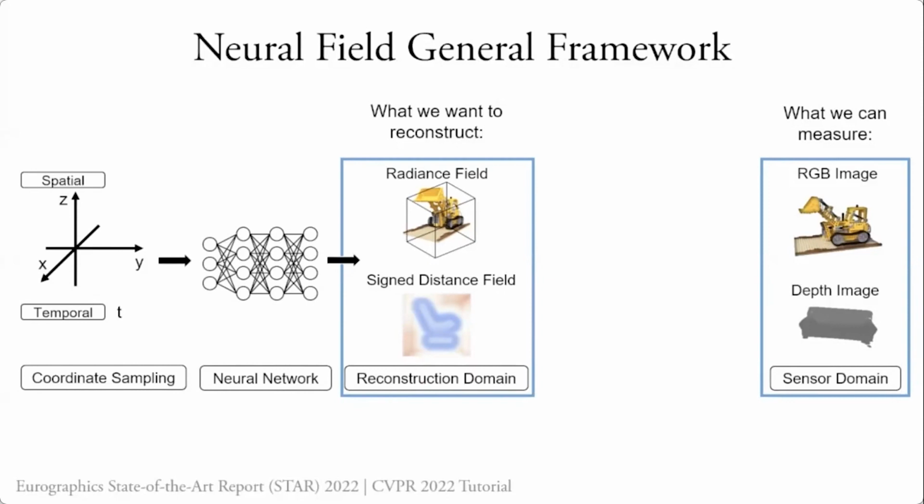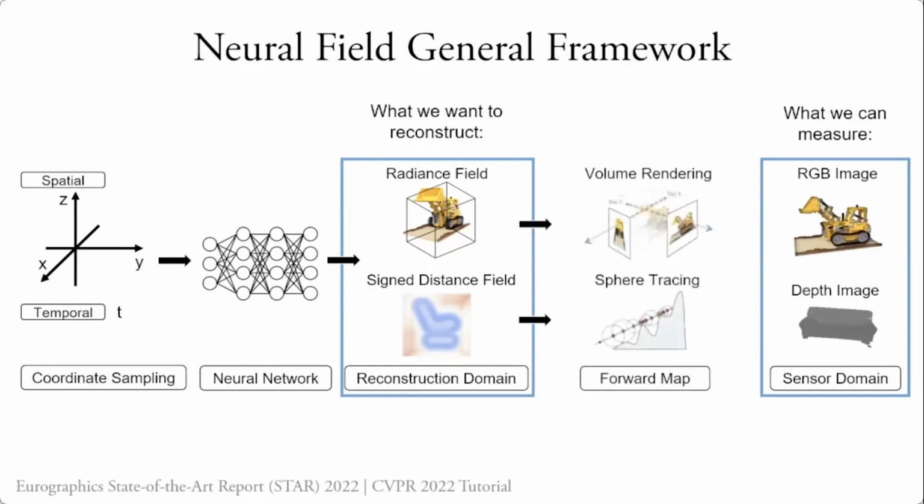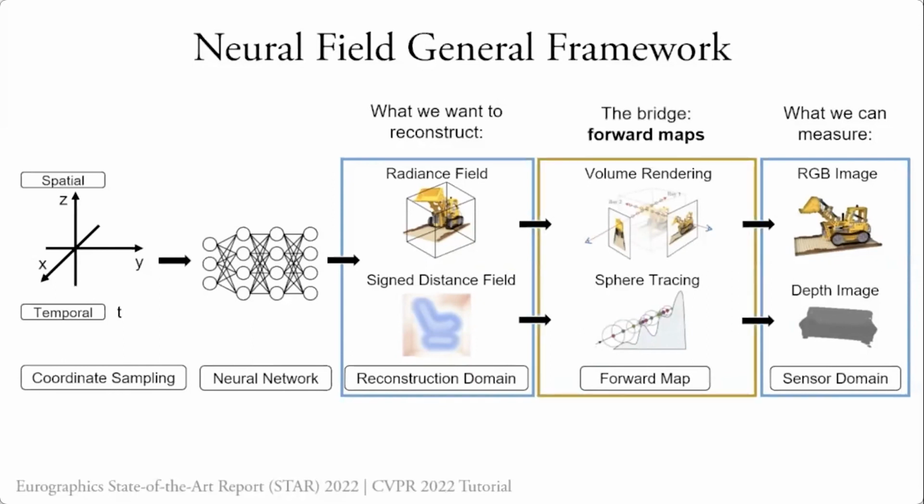Now we have a gap. We have a missing piece. How do we go from this 3D space back to this 2D sensor domain from which the samples from our camera come from? This is where we have what we call the forward map. This is the bridge that joins the 3D space to the 2D space.